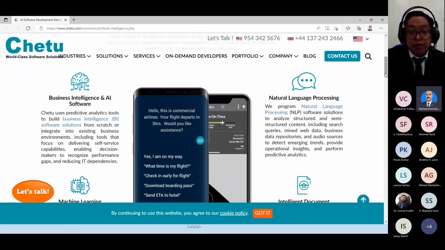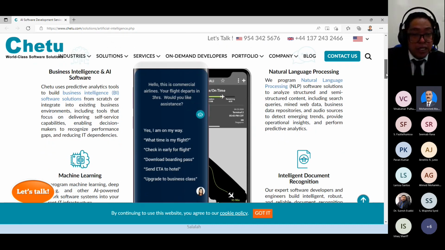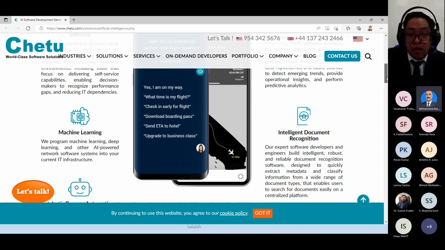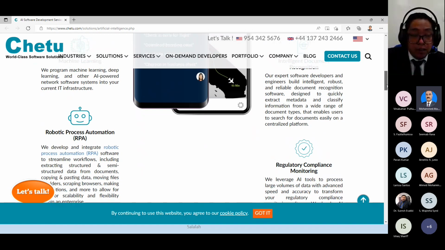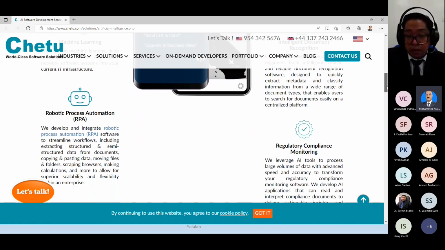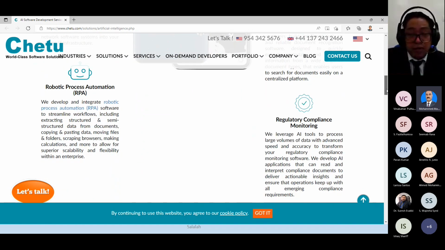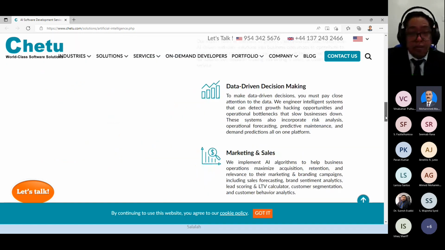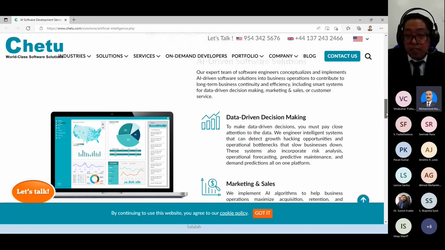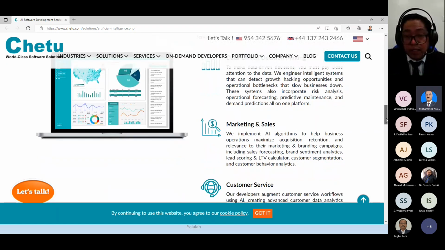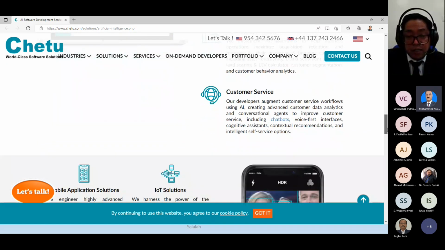This is natural language processing as well, the NLP, which is now pretty well known on our data science specialization in IT. Machine learning is there, of course, intelligent document recognition, robotic process automation, regulatory compliance monitoring, and so many more actually. You can see data-driven decision making is there, marketing and sales, customer service, and so on.